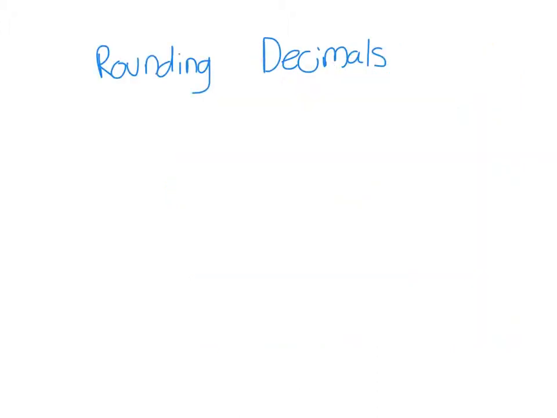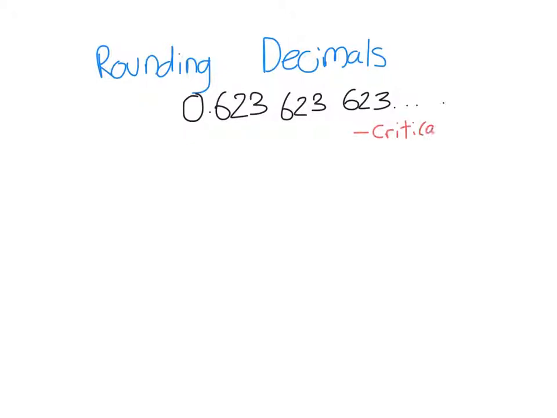Sometimes we'll get an answer and it'll be a really long decimal, like 0.623, 623, 623, and so on. It goes on forever. We don't want to have to write heaps and heaps of numbers after the decimal point. That's tedious. So what we do is called rounding. We write a number that's very close to our answer but doesn't have quite so many decimal places. What we do is we identify the critical digit, and I'll show you how to do that in a second, and we use this rule.